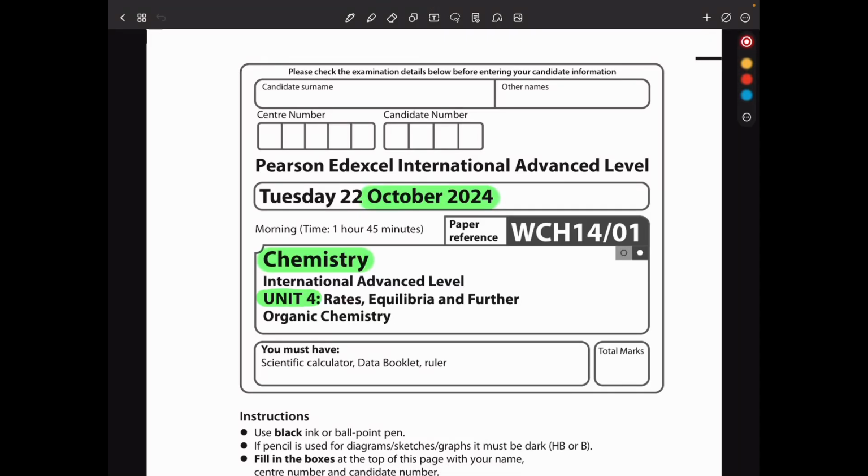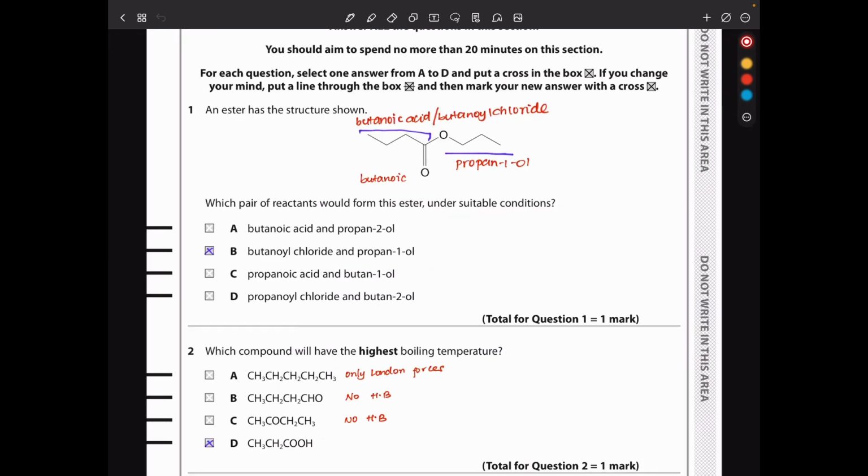Today we are doing the Pearson Edexcel International A-Level Chemistry Unit 4 for October 2024. Let's begin with the first question. In question 1, an ester has the structure which we see here.